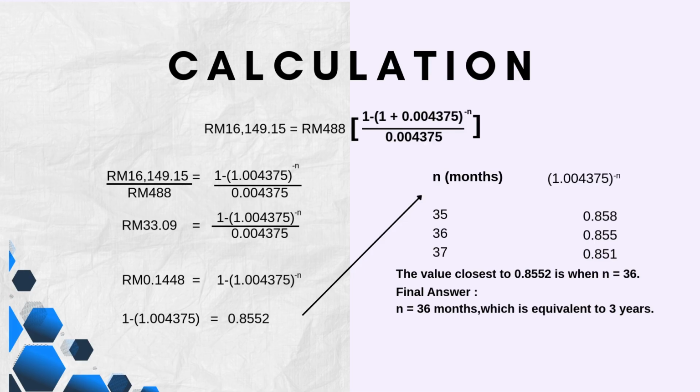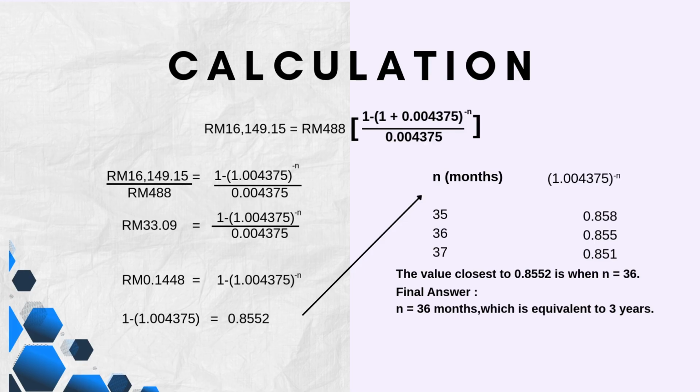33.09 equals 1 minus open bracket 1.004375 close bracket to the power of negative n divided by 0.004375. We multiply both sides by 0.004375. 33.09 multiplied by 0.004375 equals 1 minus open bracket 1.004375 close bracket to the power of negative n.